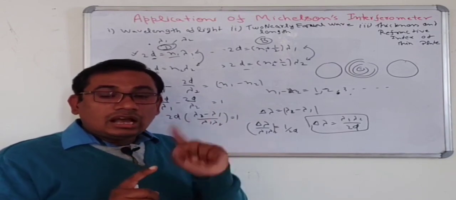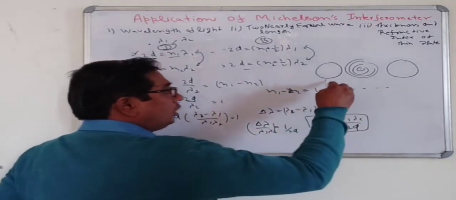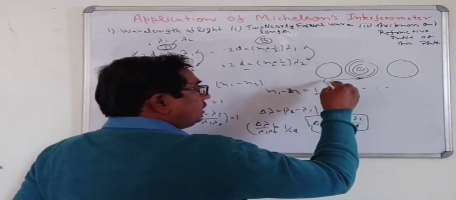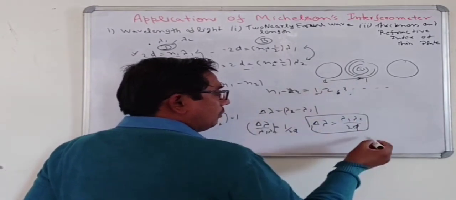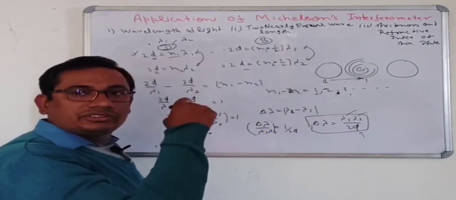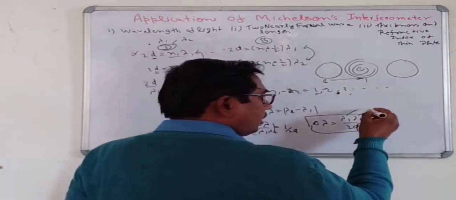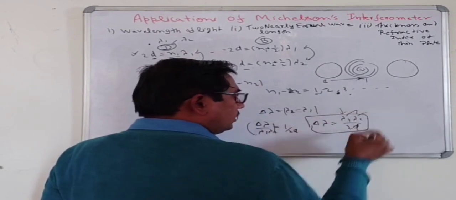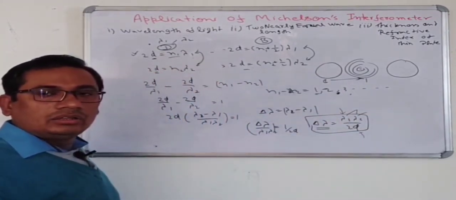Okay, and also at that value of d, suppose from here to here the fringes disappear, and here they appear. You note down the value of d and put this value here. You know the values of lambda 1 and lambda 2 from the first application of calculating the wavelength. You will put them here and you can calculate the value of delta lambda.